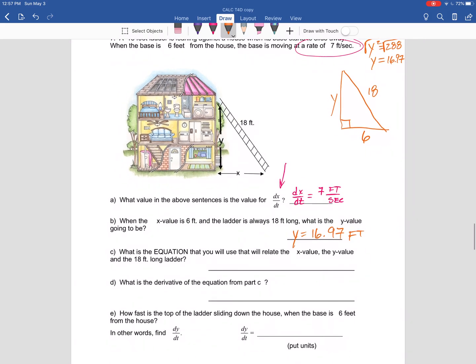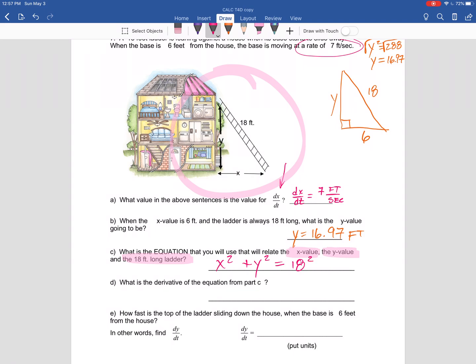Now, our next one. What is the equation that relates an x, a y, and the 18-foot long ladder? You're not plugging any numbers in this. I want an equation that relates x, y, and 18, and there it is right there. It's going to be x squared plus y squared equals 18 squared.